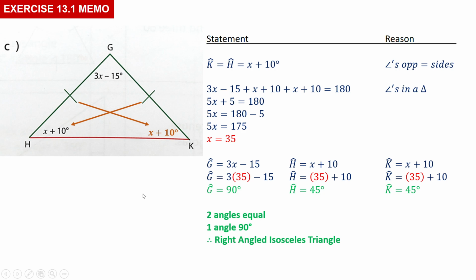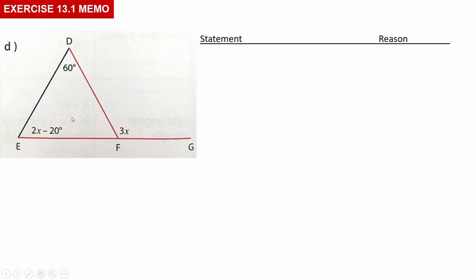All right, then D. Here's D. For D, you are working with the exterior angle of a triangle. So I know, remember, that the exterior angle, so 3x, is always equal to the sum of the opposite interior angles. So 60 plus 2x minus 20 is equal to the exterior, which is 3x. Okay, so that's what it looks like as a statement. So 3x is equal to 60 plus 2x minus 20, exterior angle of a triangle.